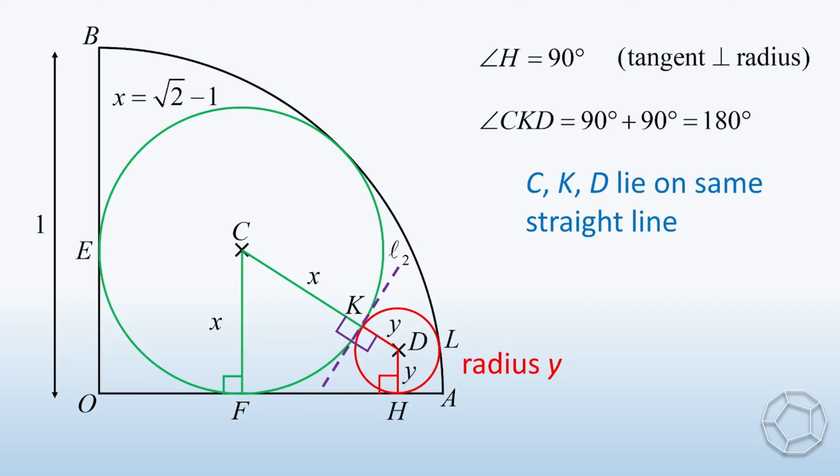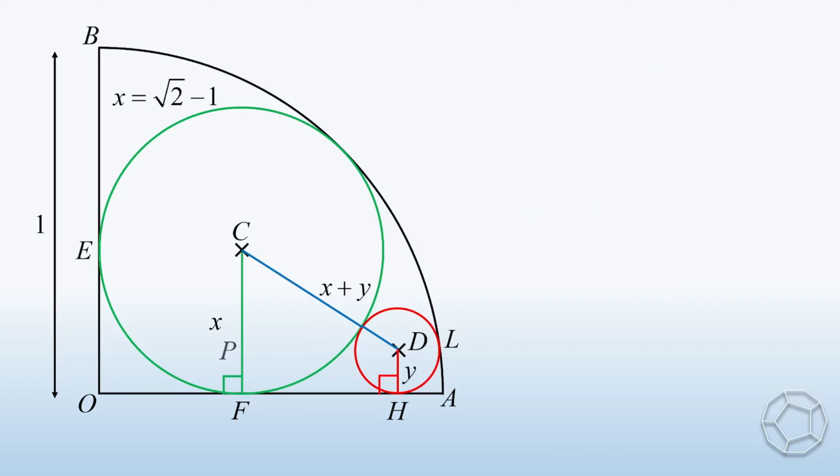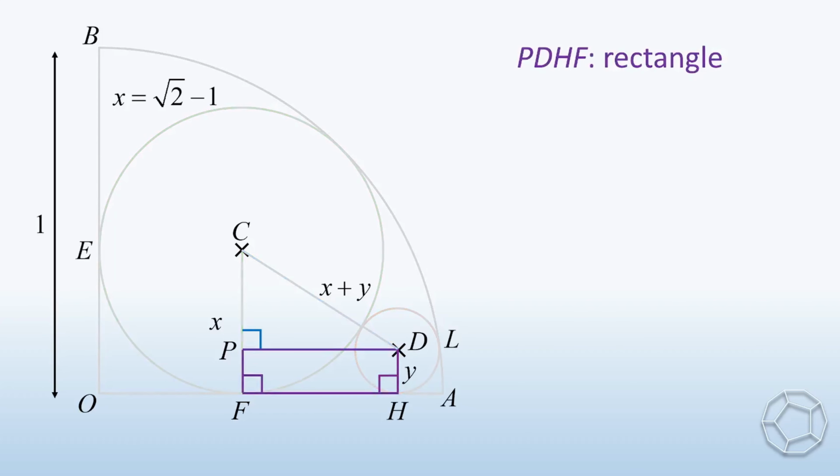So the length of CD is equal to x plus y. Here, we keep using x instead of the value for convenience. Next, we let P be a point on the green side, so that CF is perpendicular to DP. Therefore, the purple figure PDHF is a rectangle. The opposite sides PF and DH are both equal to y. So the blue side CP is equal to x minus y.